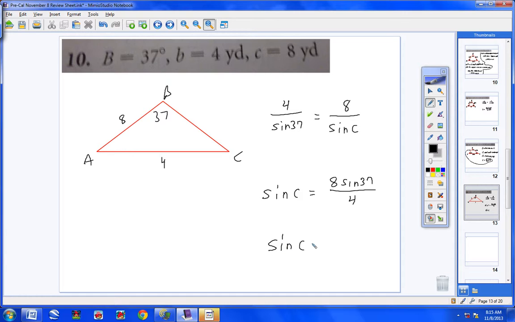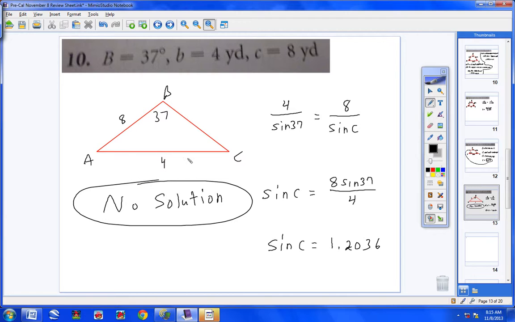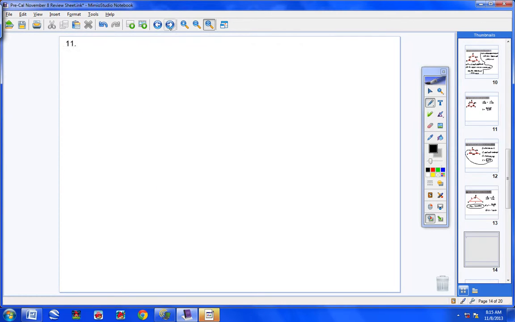Sine of C equals 1.2036. Now we're looking for an angle, so if you then hit second sine of that decimal, you're going to get no solution, no answer. So there is no triangle that exists, students. There is no triangle that exists in which you can have these measurements here. It's impossible. Okay? All right, moving on to number 11.